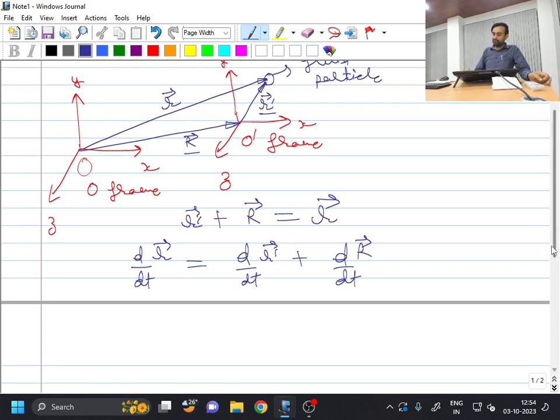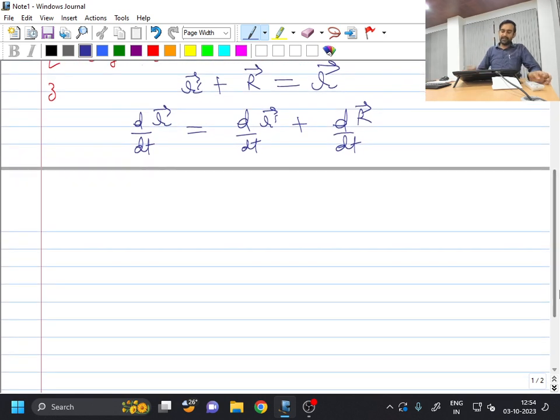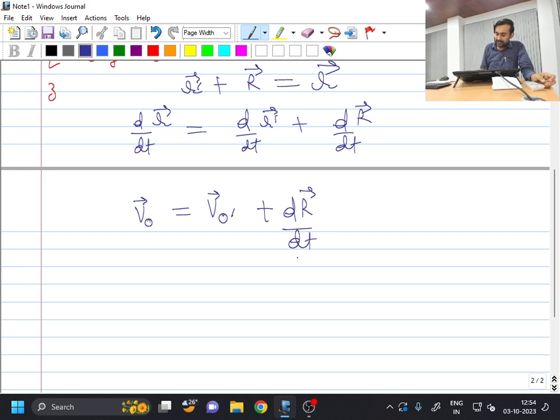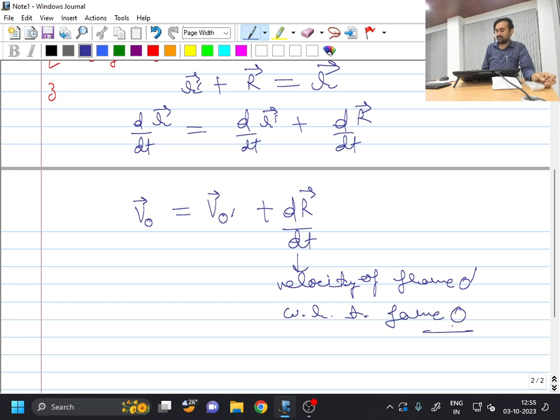From this equation, d by dt of r vector is the velocity of the fluid particle with reference to frame O, whereas d by dt of r dash vector is the velocity of the fluid particle with reference to frame O dash, and dR vector by dt is the velocity of frame O dash with respect to frame O. Okay, so this I have got.